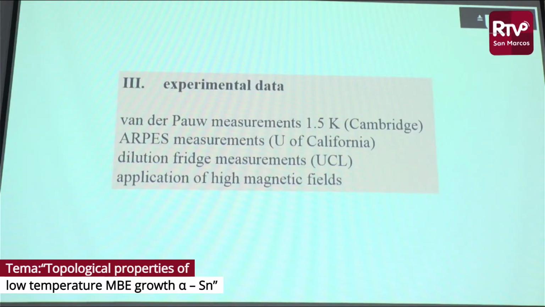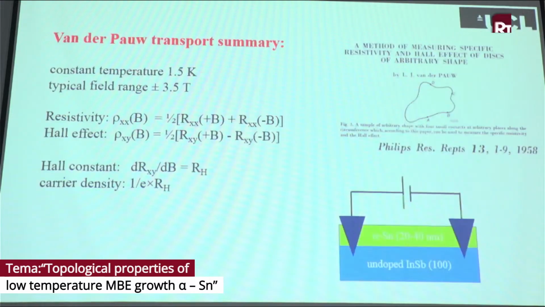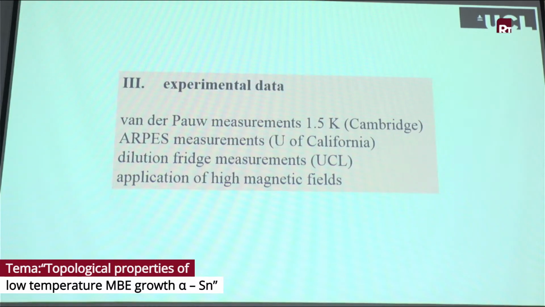So that's the processing. Coming on to experimental data, I'll tell you a little bit more about the results of the transport measurements. I'll compare that with the ARPES measurements. I'll then tell you about what happens at low temperatures and the application of high magnetic fields.